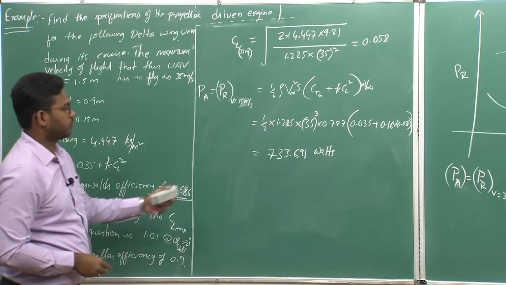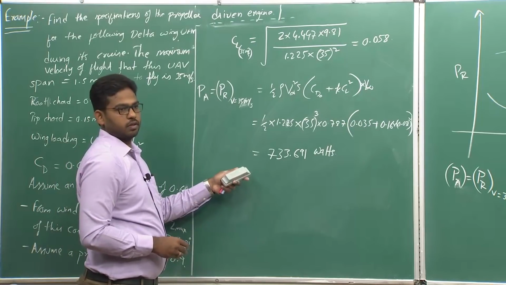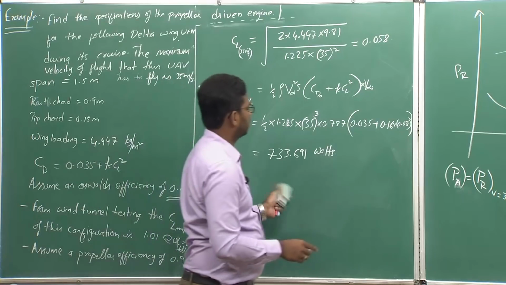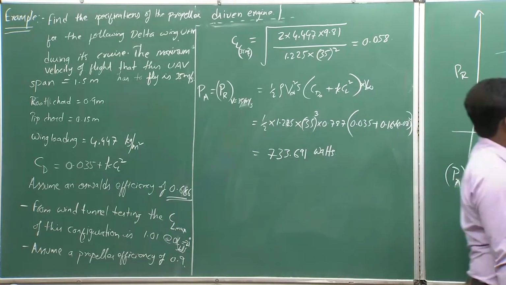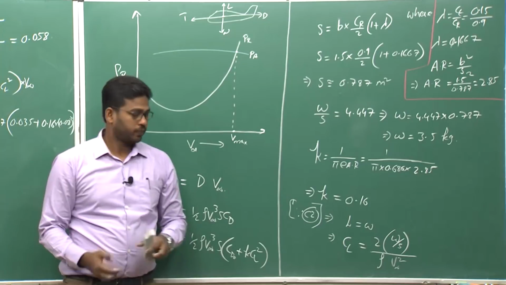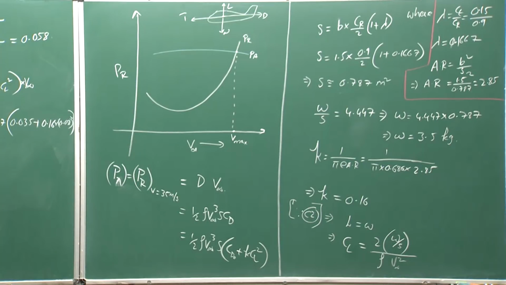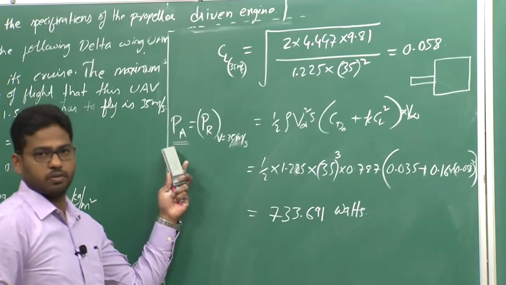This is the power that is required by the system. The UAV demands a power of 734 watts when you are flying at a velocity of 35 meters per second during cruise. So, this is the power available, right.